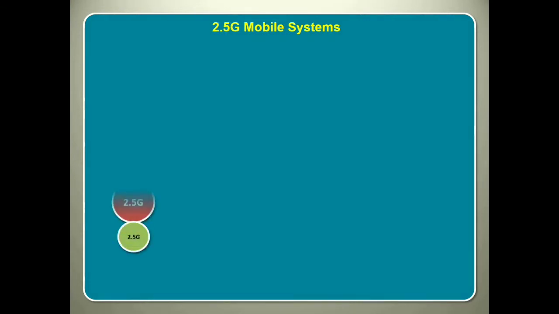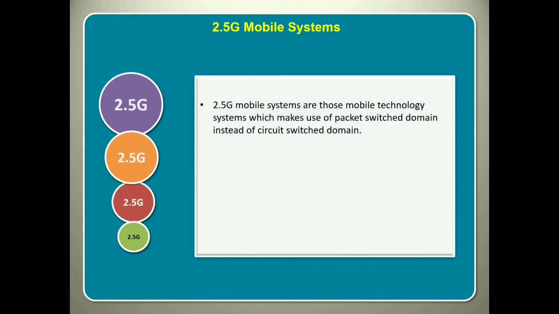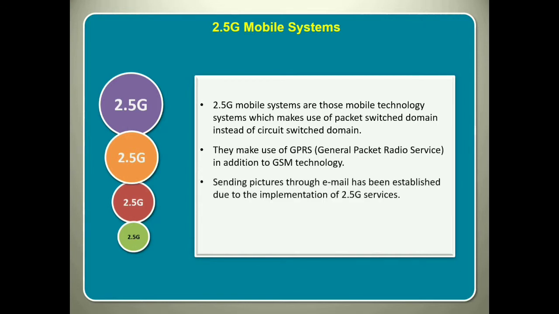Next is about 2.5G mobile systems. 2.5G mobile systems are those mobile technology systems which make use of the packet-switched domain instead of the circuit-switched domain. They make use of GPRS, General Packet Radio Service, in addition to GSM technology. Sending pictures through email became possible due to the implementation of 2.5G services. GPRS technology was a major step towards the development of the 3G mobile system.